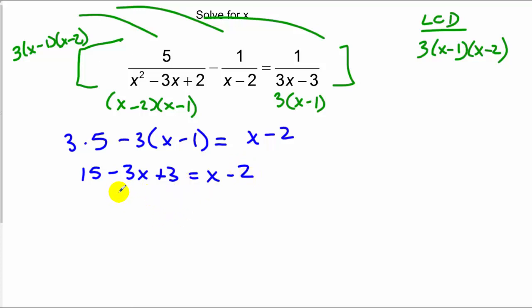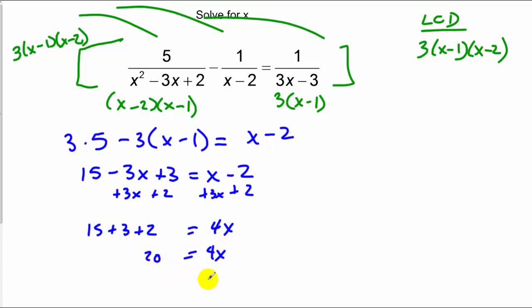I'll add 3x to both sides and add 2 to both sides. This gives me a 15 plus 3 plus 2. This gives me a 4x, so 4x equals 20 and x equals 5.